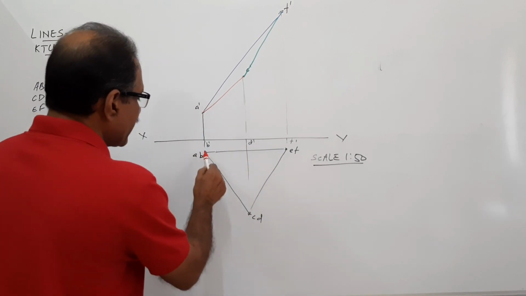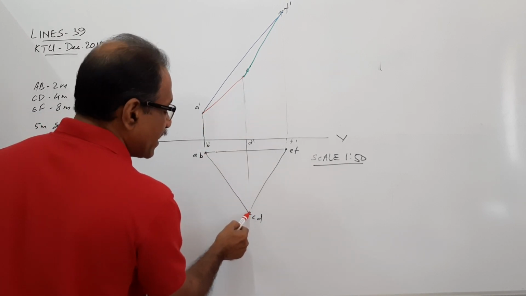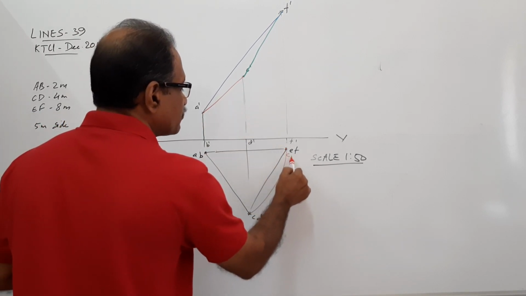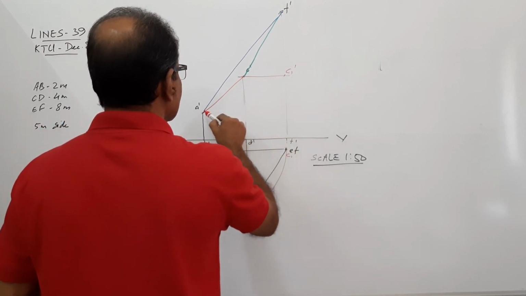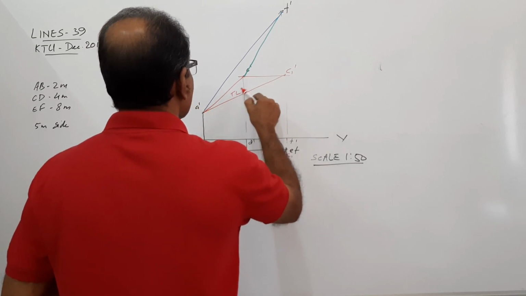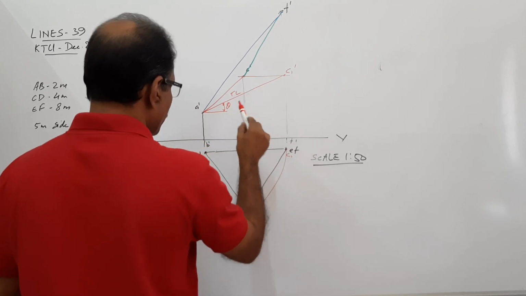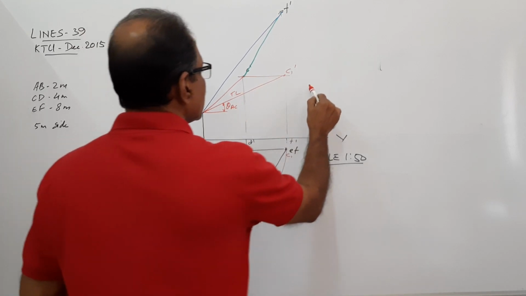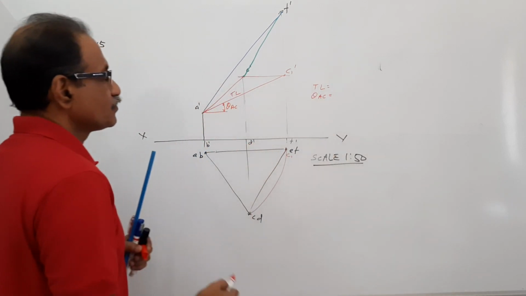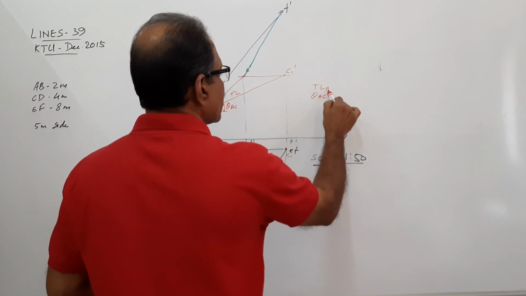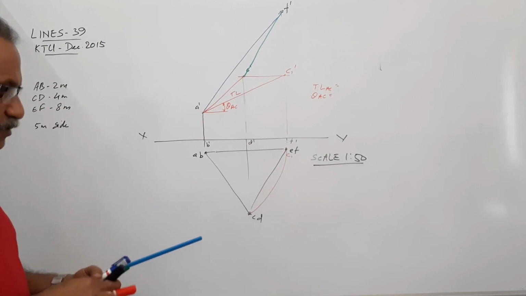So I make AC parallel to XY. When I make AC parallel to XY, I get this point, C1. Project C1 to this locus, C1 dash. True length and theta of AC. True length AC equals so and so. Theta AC equals so and so. Agreed? One task is over.